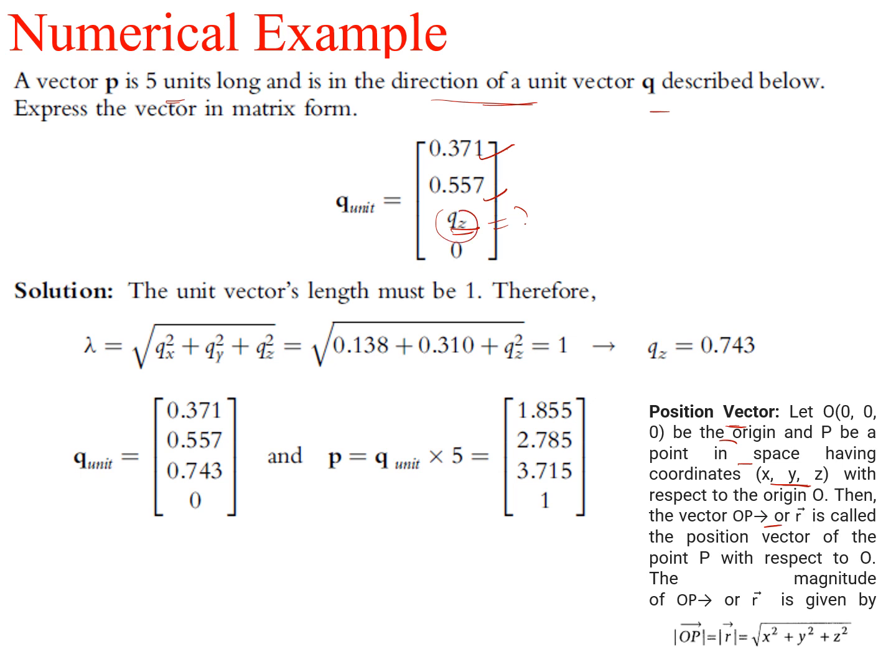So we all know that this is the unit vector. Already they have given the unit vector. And then how do we know the unknown value? By taking the square root of this, and that is equal to 1. So if you equate this to 1, you will find out q is equal to 0.743. Okay. And then how many units? Scaling factor 5 units, so multiply by 5. So you will get the component.